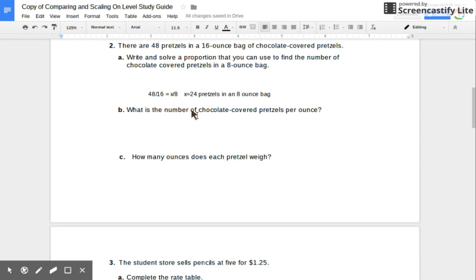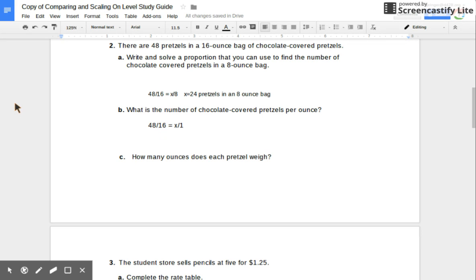All right, what is the number of chocolate-covered pretzels per ounce? Well, we can use the same ratio as we did from the top question. So we can have 48 pretzels on the top and the 16 ounces on the bottom. And again, we're trying to find out the number of pretzels. So we don't know what that is yet. But it's now only per 1 ounce. So that would just be our 1 on the bottom.